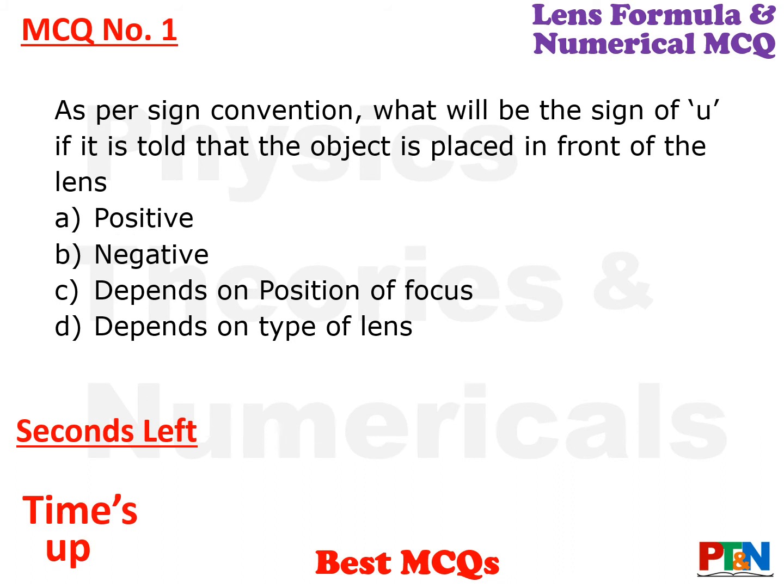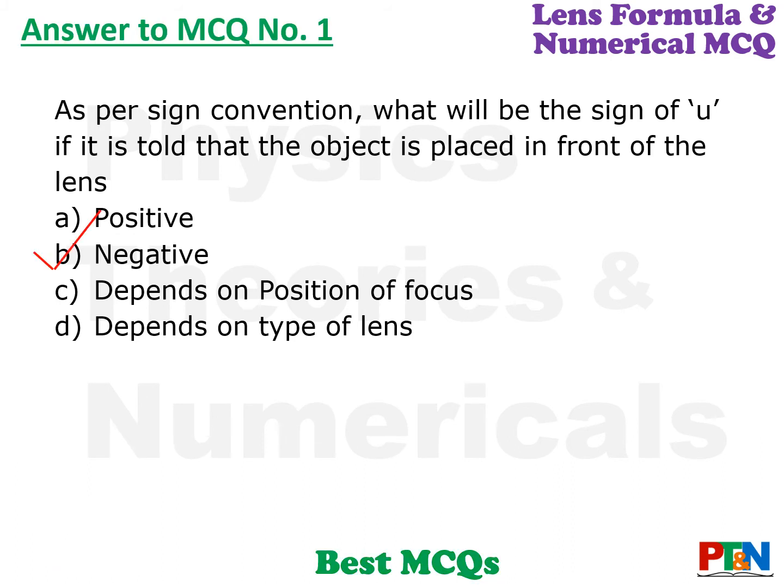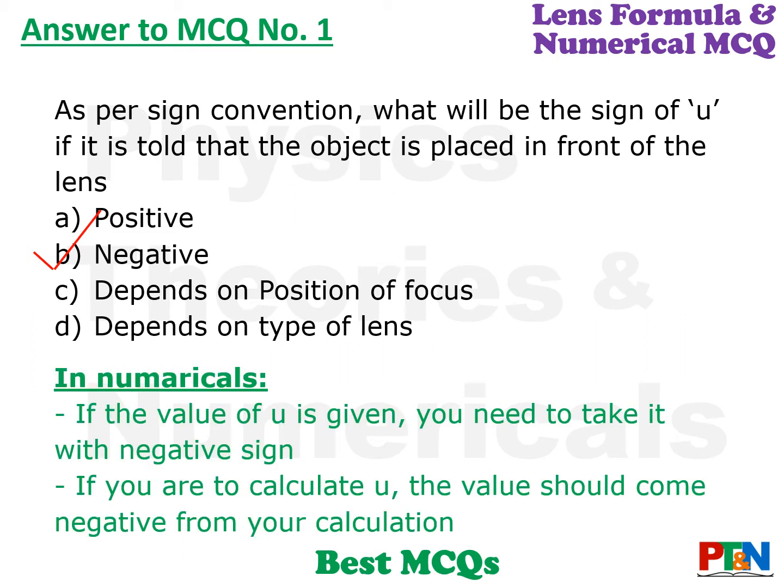Time's up. Let's see the answer. It's negative. So value of object distance will always be negative if it is told it is placed in front of the lens. It will always be taken as negative. So in numerical, wherever you will be given the value of object distance, you need to take it with negative sign, or if you have to calculate through some calculation, then value of U should always come negative. Be careful about it.